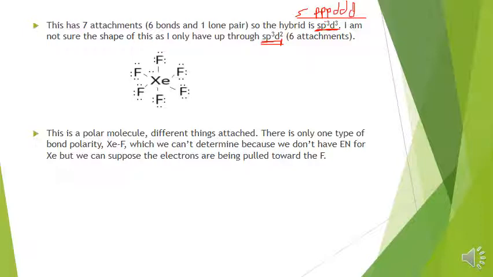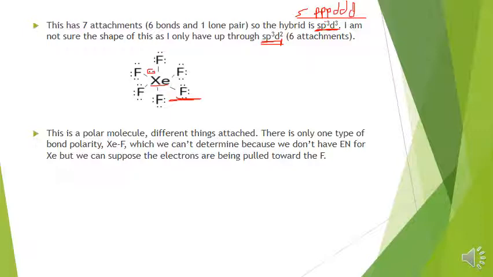Okay, this is a polar molecule, and the way I can tell it's a polar molecule is that one of the tricks is it has more than one thing attached to it. It has fluorines and lone pairs. As far as polarity of each bond, if you look up the electronegativity of xenon, it's not given.